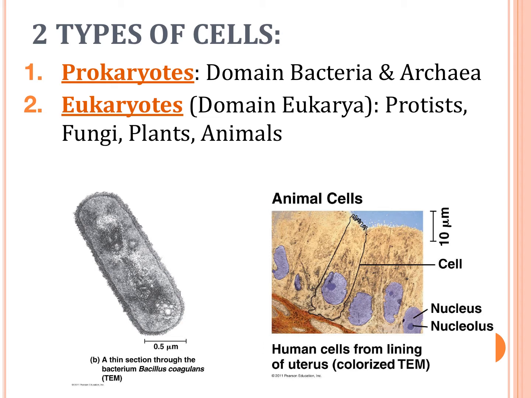At the bottom here, you see two different images: a prokaryotic cell, like the bacterium on the left, and human uterine cells on the right, which are an example of a eukaryotic cell. And don't be misled by these diagrams. They appear to be the same size, but in actuality, the bacterium is a lot smaller than the eukaryotic animal cells.